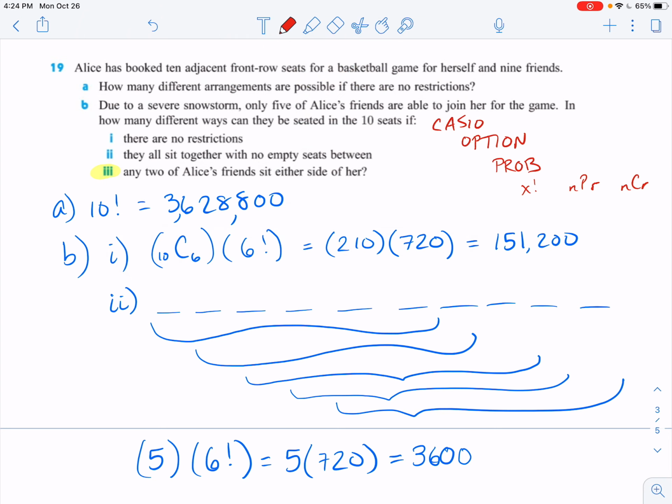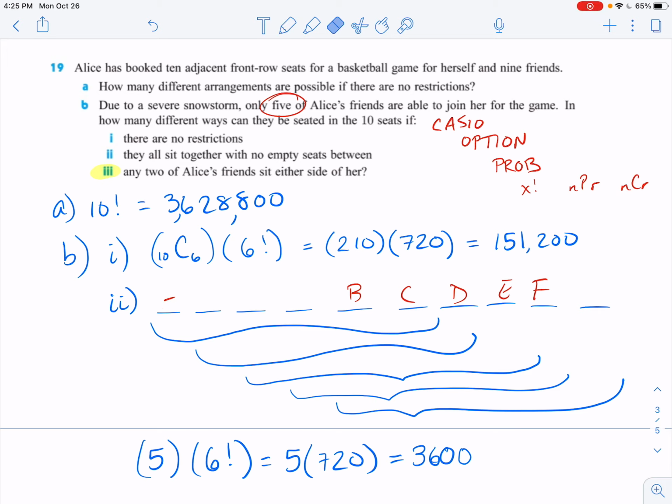Well, I didn't get the right answer at first because I saw 5 of Alice's friends, so there's 5 people. No, it's Alice and 5 of her friends, so there's 6 people. So of those 10 seats, we need to figure out how many ways I can choose 6 places to sit. It could be that Alice sits here, and then we have B, C, D, E, F, something like that. We don't know where those other people are. We need to choose 6 of the 10, okay?